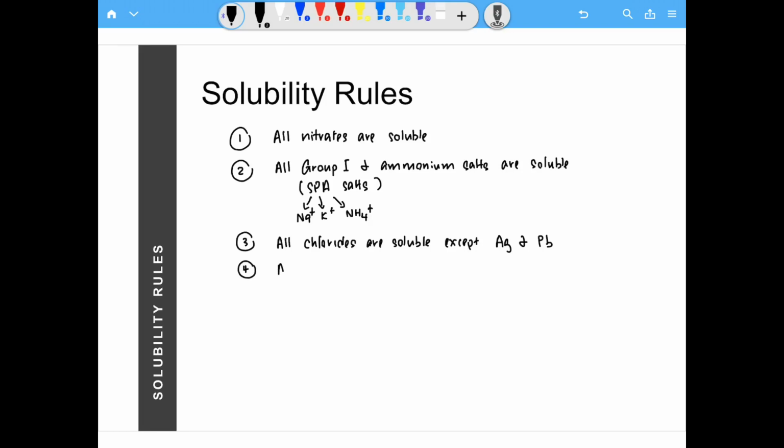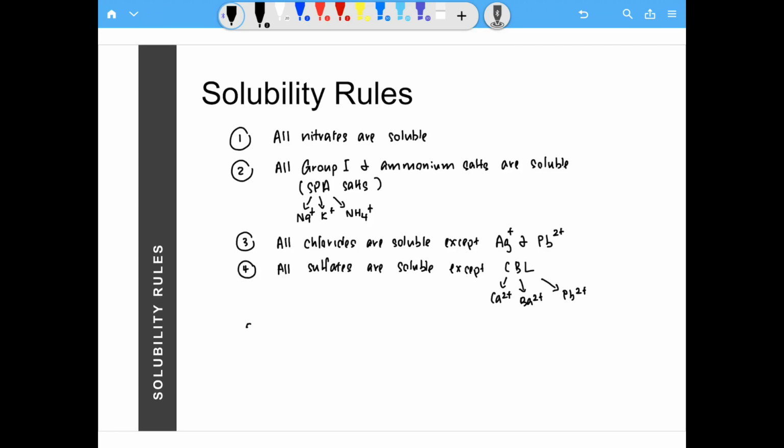Next, rule number 4, all sulfates are soluble in water except for CBL sulfates. What are CBL sulfates? Calcium sulfate, barium sulfate and lead sulfate. So calcium sulfate is insoluble in water, barium sulfate insoluble in water, lead sulfate insoluble in water, all other sulfates are soluble in water.